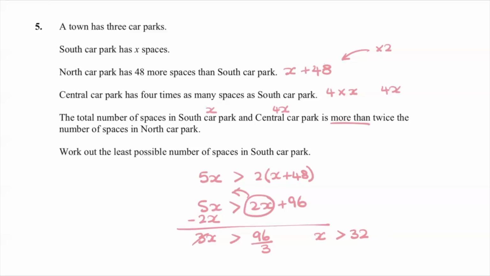Now, what we've got here is that x has to be greater than or more than 32. And we want the least possible spaces, but it has to be more than 32. So our answer is 33. That's the least possible spaces in our South car park. South car park is X, and X has to be more than 32. So it's 33. Some people can find that tricky to wrap their head around. So hopefully I've explained that well.